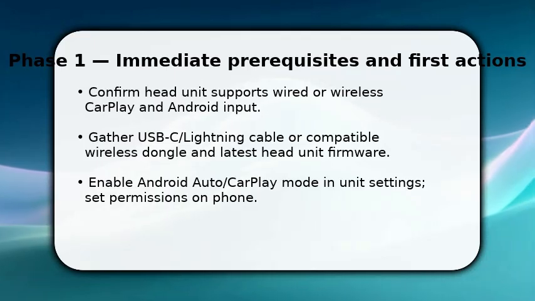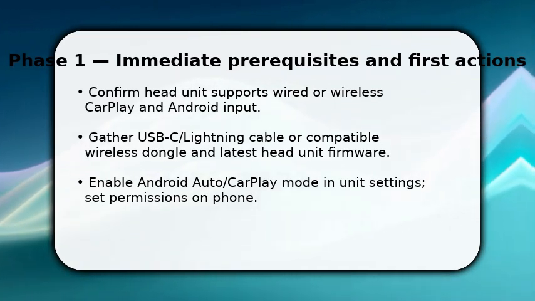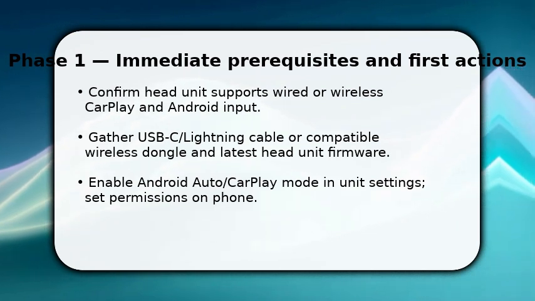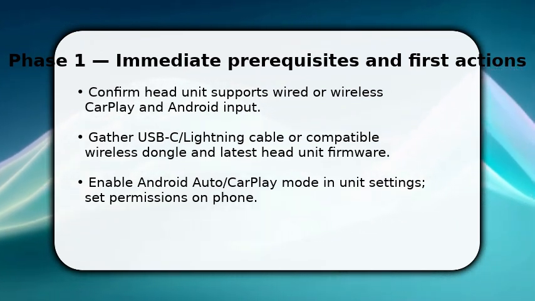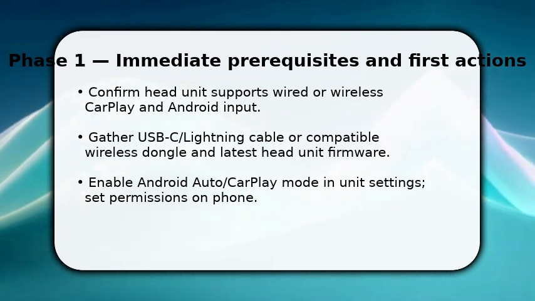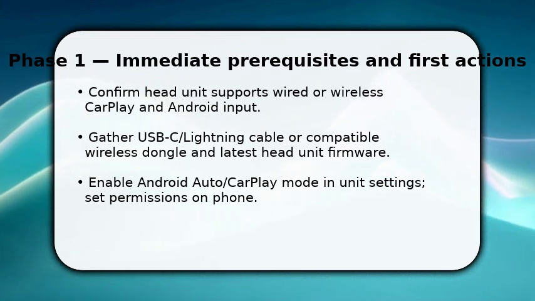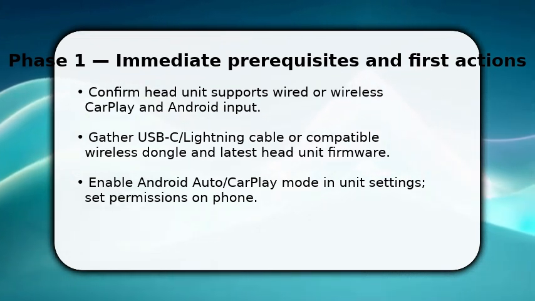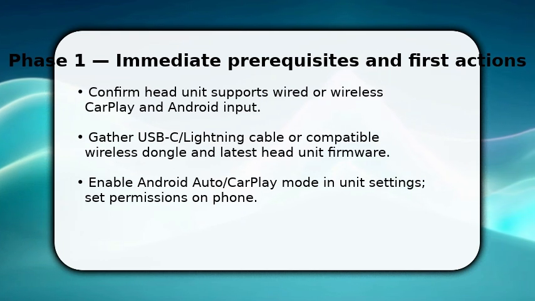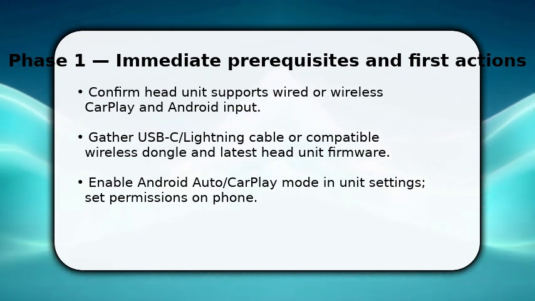You're starting with the essentials. Check that your Android head unit lists CarPlay or a CarPlay-compatible mode. Next, plug in a quality USB cable or pair the wireless dongle. This initializes the handshake. On your phone, grant permission for CarPlay or projection and allow contacts, audio, and location access. Once done, switch the head unit input to the CarPlay or external app channel so the system recognizes the phone and prepares the interface for the next configuration steps.